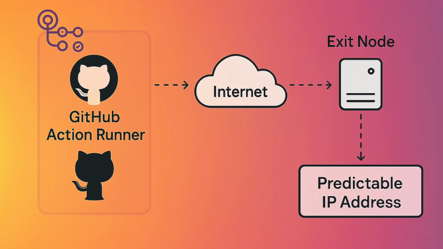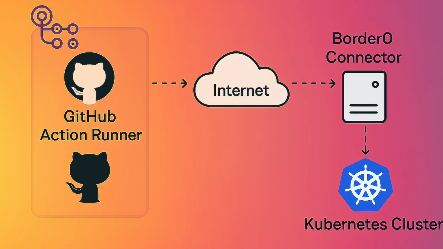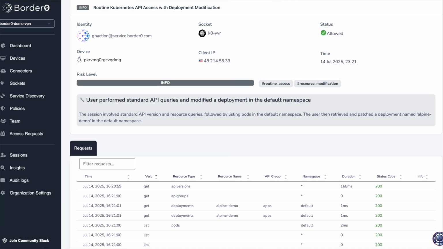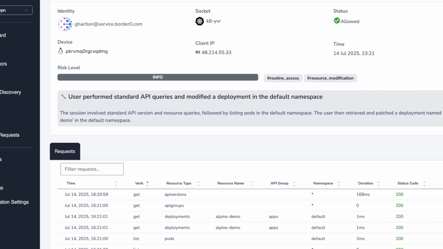All right, that's it for today's demo. Just to recap what we did, we made our GitHub action come from a trusted, predictable IP address using Border0 exit nodes. We then gave that GitHub action a real identity, scoped with tight access control, and used it to deploy to a private Kubernetes cluster, all without having to open any firewall rules. And every action was logged and auditable, so you know exactly what your CI is doing, and you can control exactly what it's allowed to do.